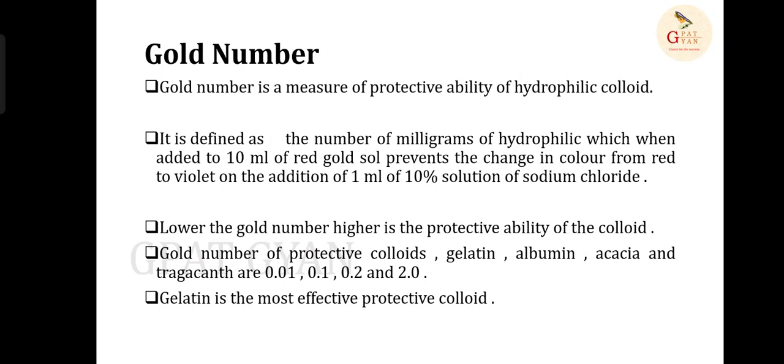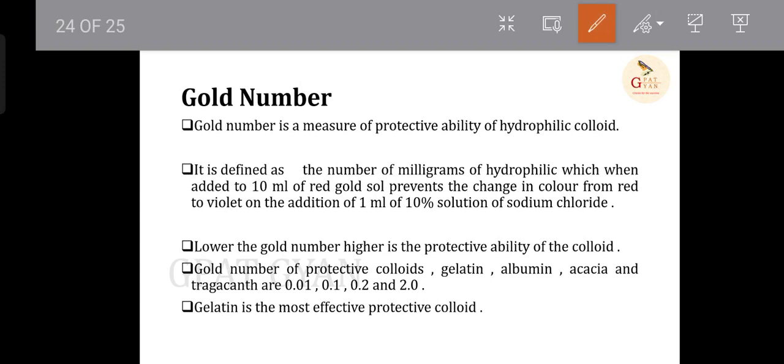And the last point is the gold number, and I want to mention that from the GPAT point of view, in 2024 GPAT, questions came from the gold number. So just clearly understand that the gold number is the measure of the protective ability of a hydrophilic colloid. Simply that is the thing. The gold number measures the protective ability, to what extent they can protect and give stability to any hydrophobic colloid. That ability of any hydrophilic colloid is denoted as the gold number.